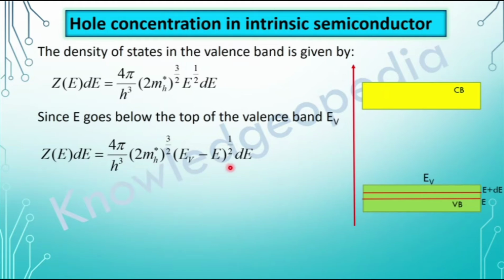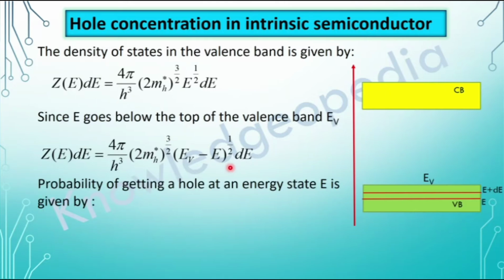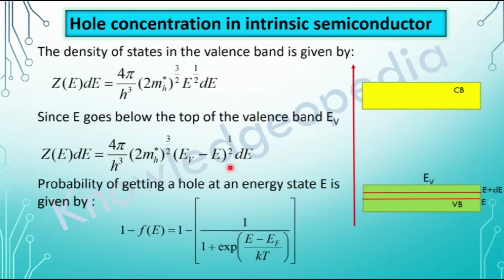The second quantity we need for our calculation is the probability. The probability of getting a hole at an energy state E is given by 1 minus f(E), where f(E) is the Fermi-Dirac distribution function, and that equals 1 by 1 plus exponential of (E minus EF) by kT, where EF is the Fermi energy, k is the Boltzmann constant, and T is the absolute temperature.